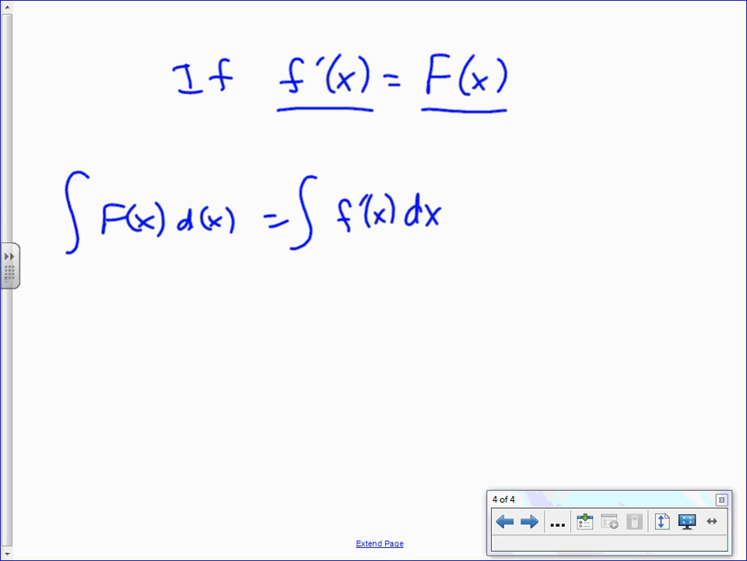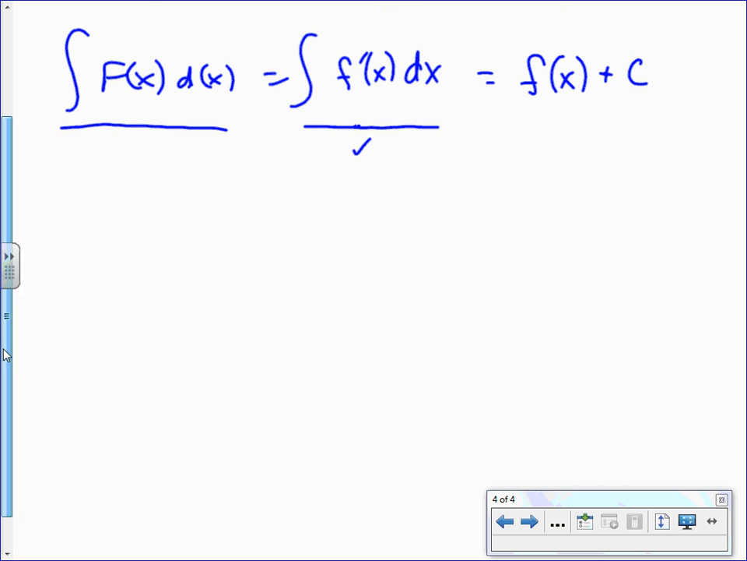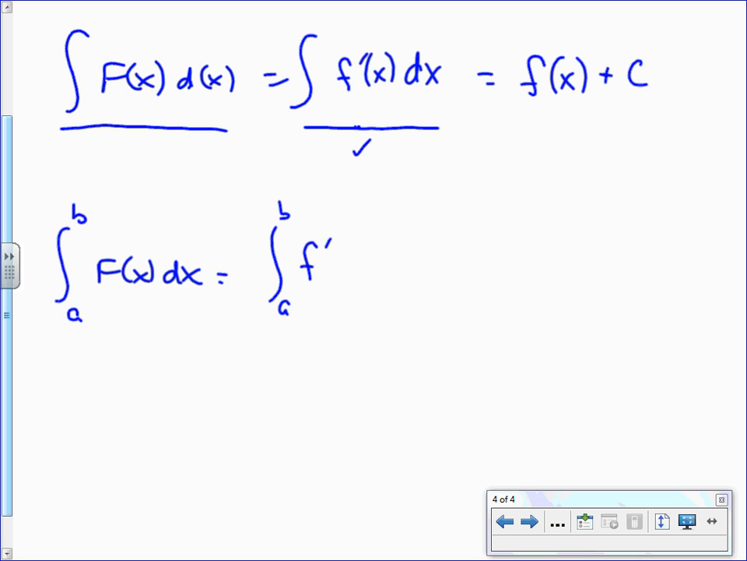So if I ask you to find this, you can think of this, and we know what this is, this one right here. The antiderivative of f prime is just f. And remember, when you do antiderivatives, you have to put the plus c on there. And then if I ask you to do this, if I said, well, find the definite integral for me, you can say, well, that's exactly the same thing as this, because it's just two different names for the same function.